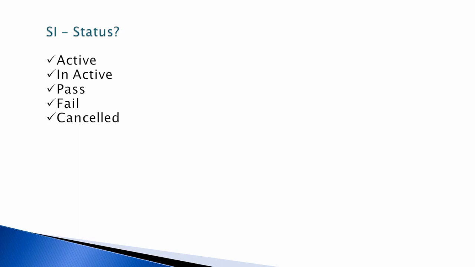Fail means, for example, the to account is closed or the from account is closed, or in the from account there is no balance. Then the standing instruction can fail, and the status will be failed. Cancel. You have given a standing instruction for 1 year, but after 6 months you don't want to continue it. You can cancel. Then it is a cancelled standing instruction.